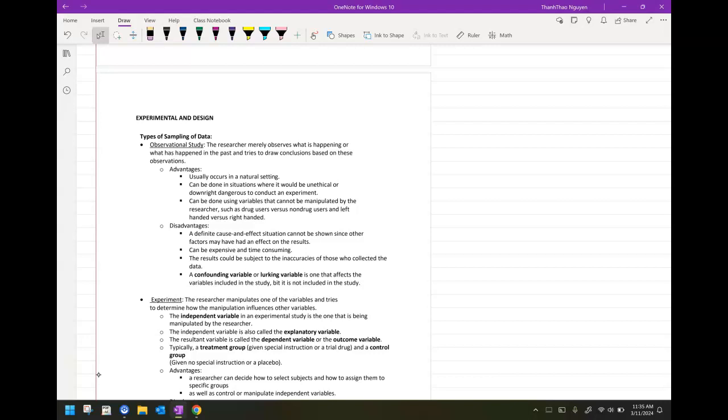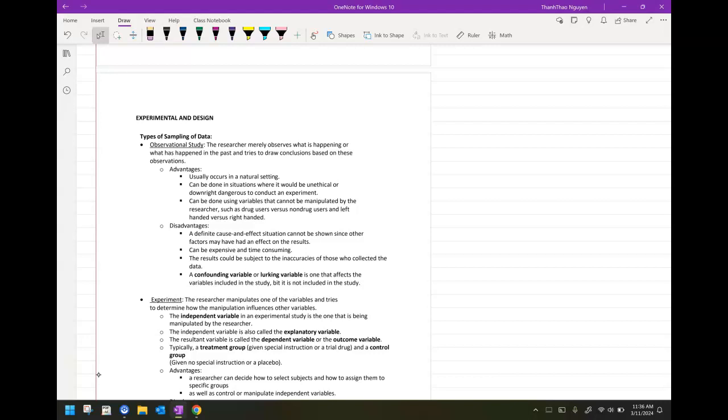Anything is possible. A confounding variable or lurking variable is one that affects the variables included in the study, but it's not included in the study. Say, for example, like I said earlier, people who use drugs and people who do not use drugs. What kind of family did they grow up in? What kind of job do they hold?